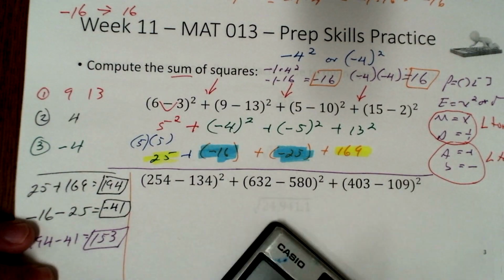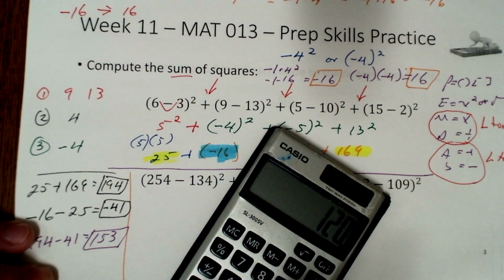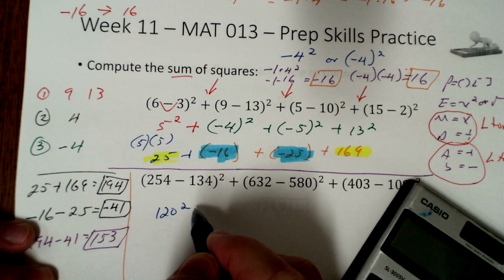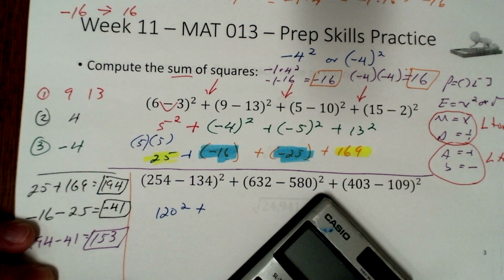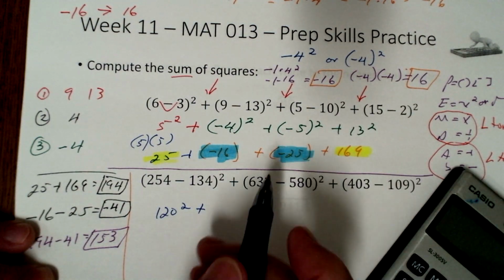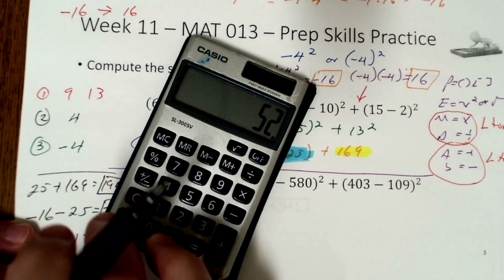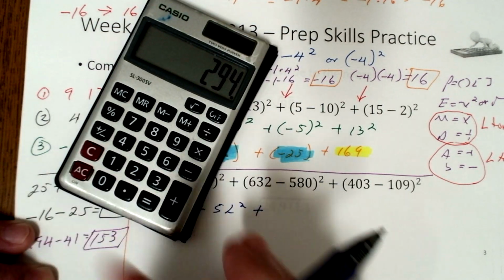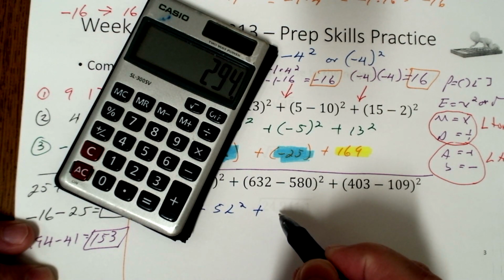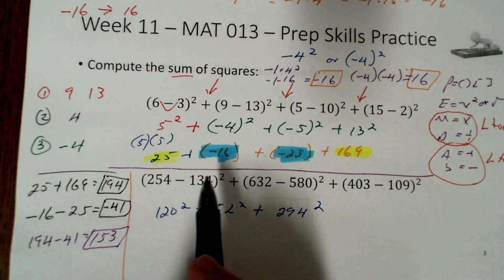So let's go ahead and do what's in the parentheses first. So we'll go 254 minus 134. We get 120 squared plus, what is that? 632 minus, I know you can't see the calculator, 580. Okay, we get 52. So this becomes 52 squared plus, over here we have 403 minus 109. We have 294, so plus 294 squared.